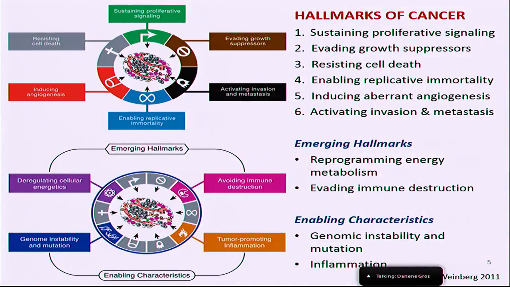So IARC in 2012 convened a group of people that I was on to look at this idea of what have we learned about mechanisms from the 100 odd or so agents which we know are human carcinogens from the IARC database. And one of the ideas was that, well, why don't we try looking at them in relation to the hallmarks of cancer, which are shown here and have been mentioned earlier. Hanahan and Weinberg first proposed them in 2000, and then revised them in 2011.